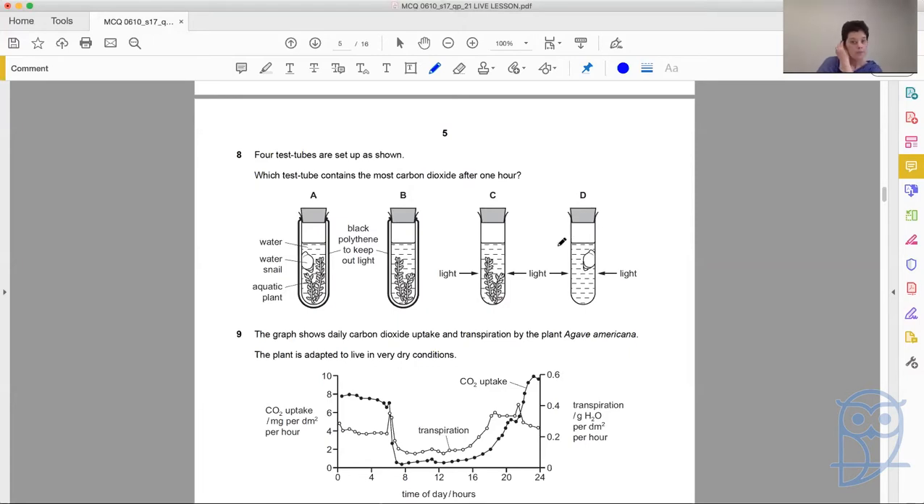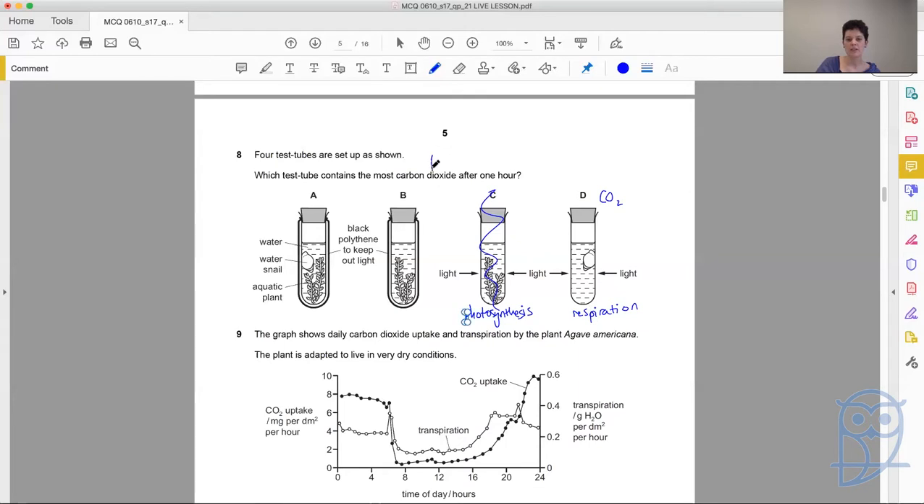So, in C, light, we have photosynthesis. So we're going to have lots of oxygen given off. We're going to have very little carbon dioxide. So C is out. D, we're going to have respiration. So we could have carbon dioxide here, because he's going to be using oxygen, giving off carbon dioxide.